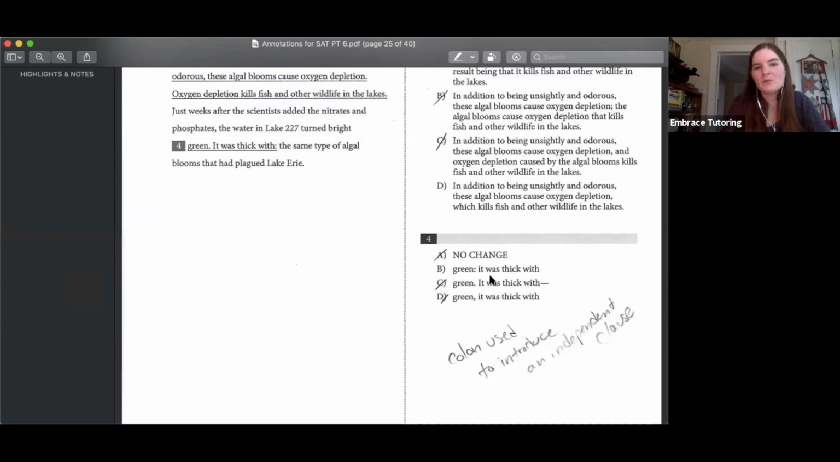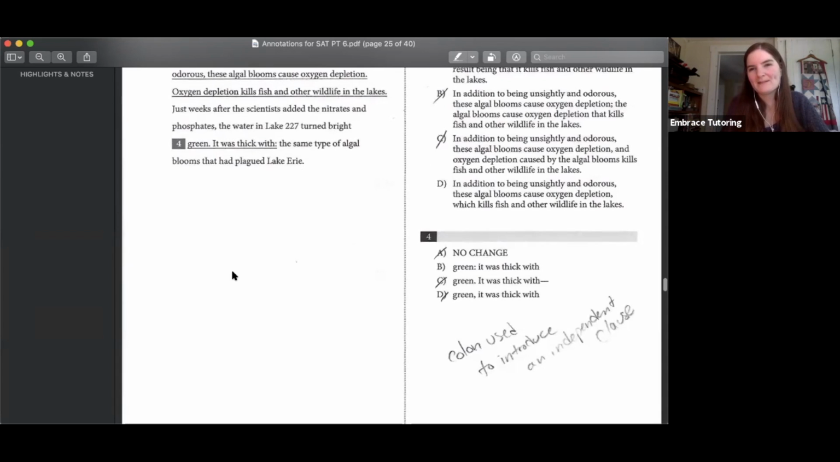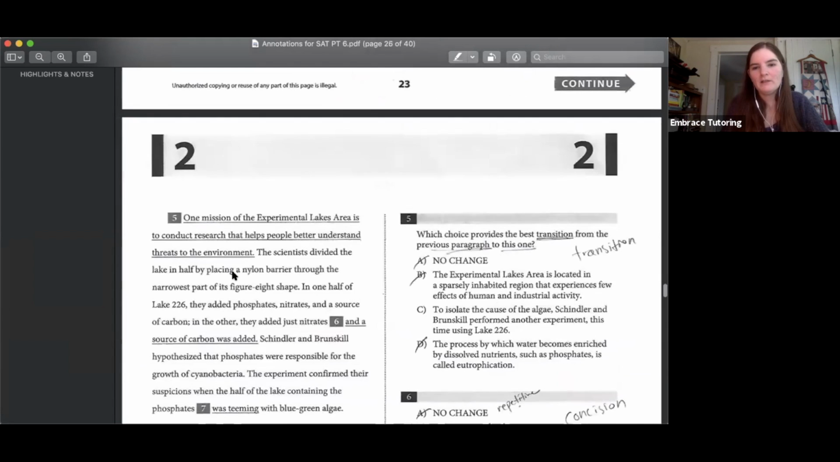So in this case, the most appropriate punctuation is a colon after green. The reason for that is because you already have an independent clause. And after an independent clause, you can use a colon to introduce another statement, a complete thought. Okay. Use a colon to introduce an independent clause here. Does that make sense? All right.